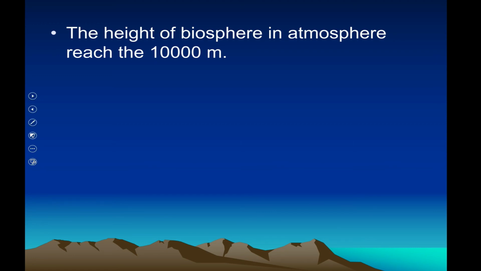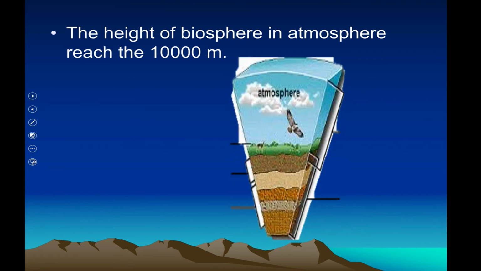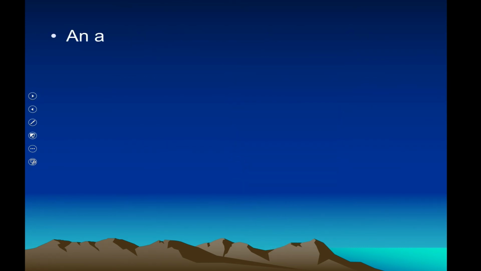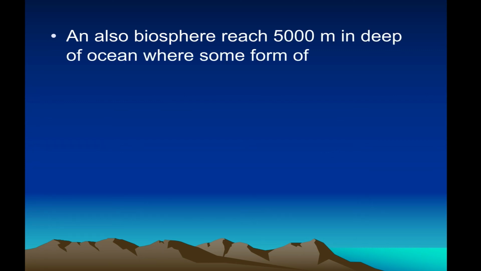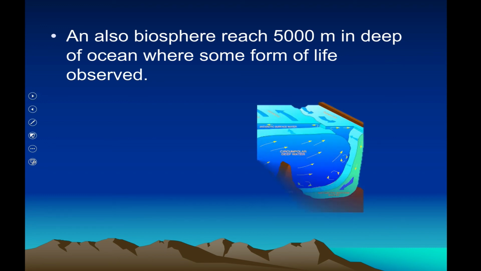Why? Because temperature decreases and oxygen level decreases, so it is not available for organisms. And also the biosphere reaches about 5,000 meters into the deep of the ocean, where some forms of life are observed. We dive in water. We go to a depth of 5 kilometers, but we can still see some organisms living safely there. Why? Because it's also part of the biosphere.